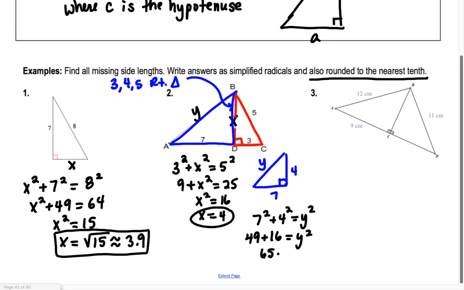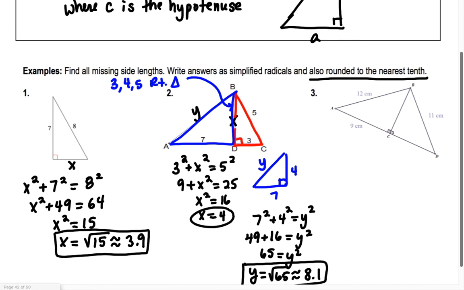So what do we get? 65 equals y squared. And 65, you can try to break it into its factors, like its factor tree. We'd have 5 and 13. That's not going to go down any further, right? So y is going to be equal to the square root of 65, which on my calculator I get 8.0622577748. So what am I writing? 8.1, right? And I'm going to use the approximation sign, approximately 8.1, to show that I've rounded that. Does that make sense?